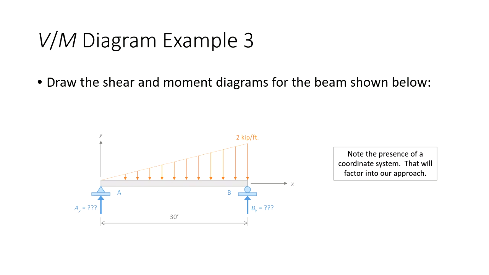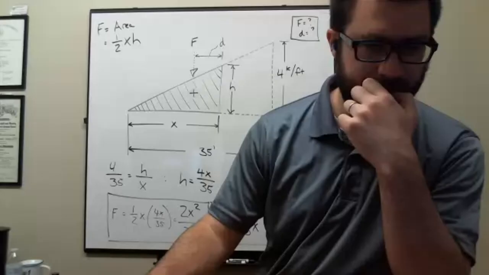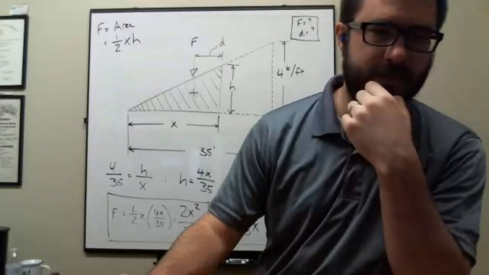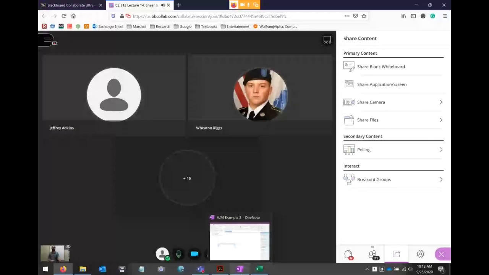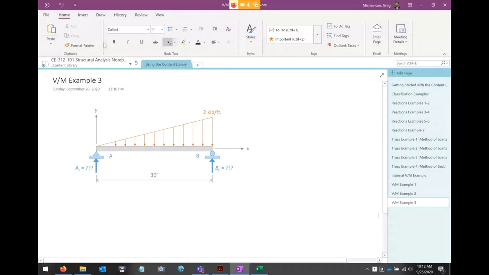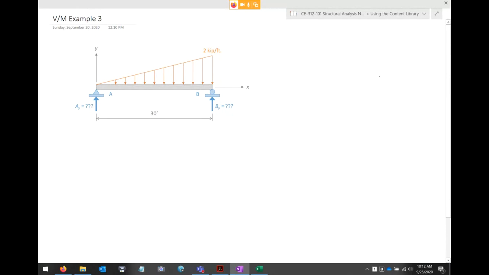Okay, let me go ahead and get some of this stuff out of the way. I actually kind of need the mouse. Let me pull up my notebook here. Let's see, share the screen. Okay. So let me draw that full screen. Okay. All right. So let's do some idealization here.